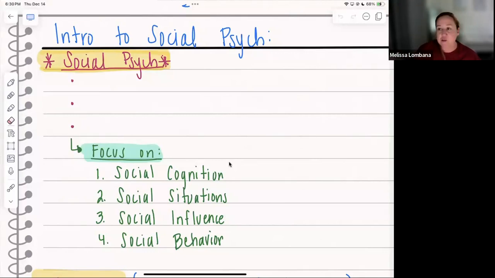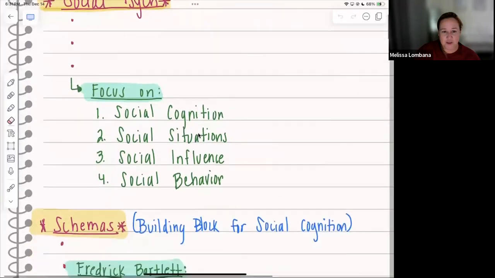how we behave in social situations, right? So it's more of an actual behavior that's observable, that we can see when they're in a social situation. So for example, it could be how you behave when you're at lunch with your friends, as opposed to when you're having dinner with your family. Okay, all right, so that's that for social psych.